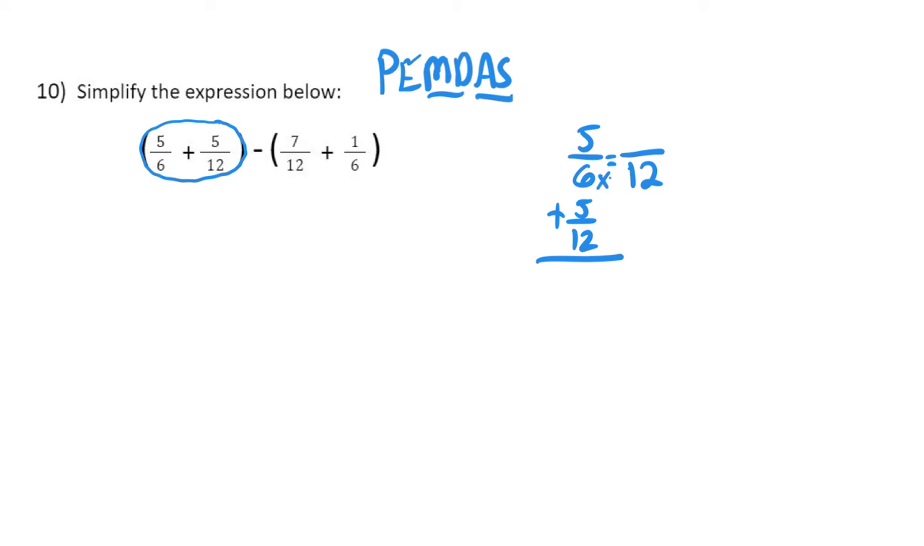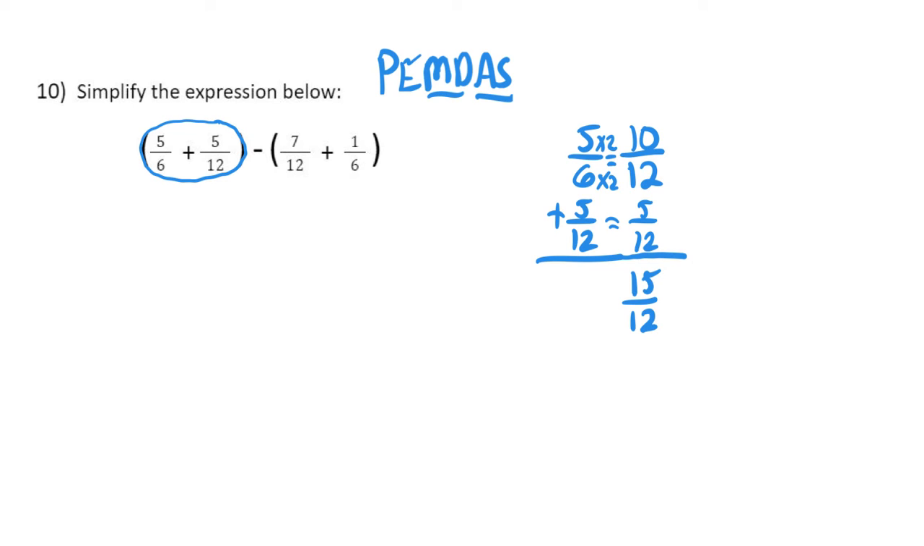6 times 2 equals 12, so we do the same on the top. 5 times 2 is 10. Then we can go ahead and copy that 5/12ths over because we're not changing that denominator. And we add: 10/12ths plus 5/12ths is 15/12ths.